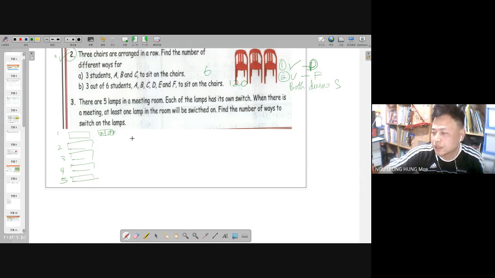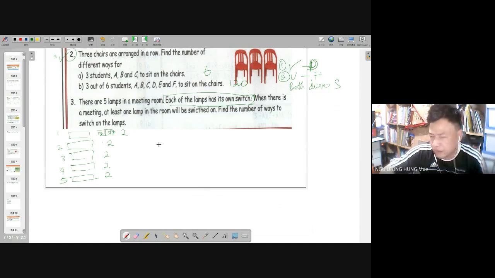Cheta and Jen, tell me how many options for the first lamp? Yep, 2 options. For the second one, also 2 options, either on or off. That's why here it says each of the lamps has its own switch. That means either on or off, so it is not affected by the other lamps. It doesn't mean that one switch can turn on all the lamps, right? So every lamp has 2 options, either on or off.